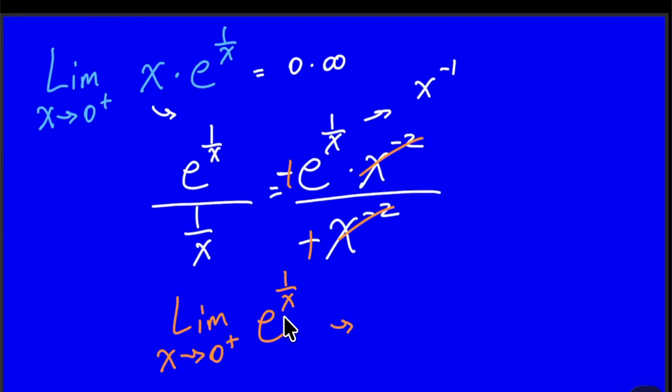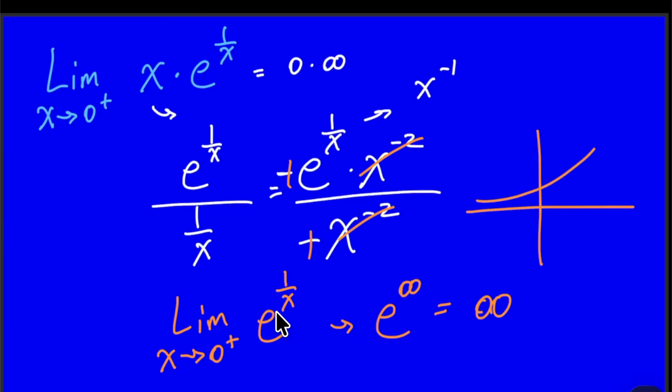Folks, if you have a very, very small positive number here, this is going to end up being e to the infinity, which is just infinity. Recall the graph of e to the x looks like so. So this is y equals e to the x. So if you plug in a very, very large number for x, you could see the y value heads towards infinity.